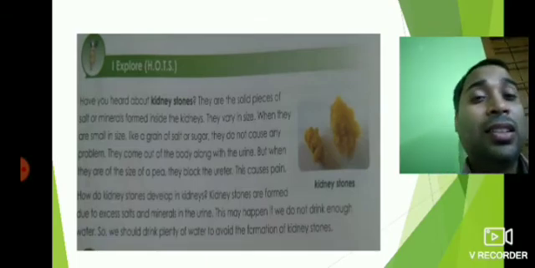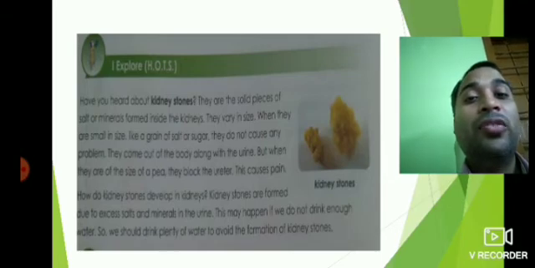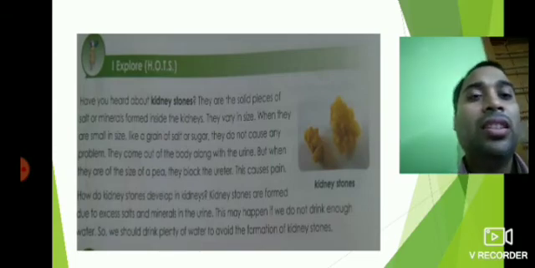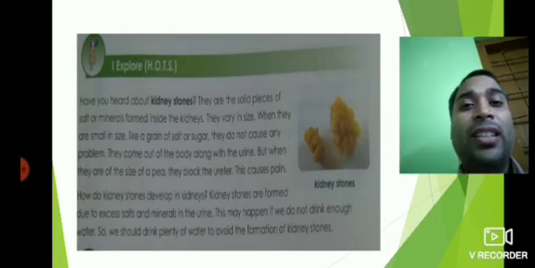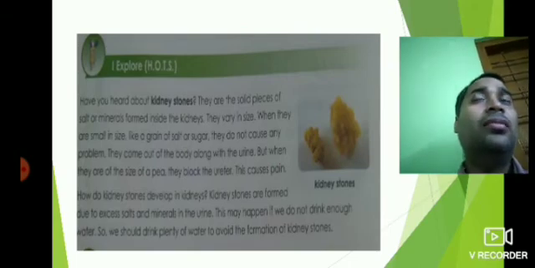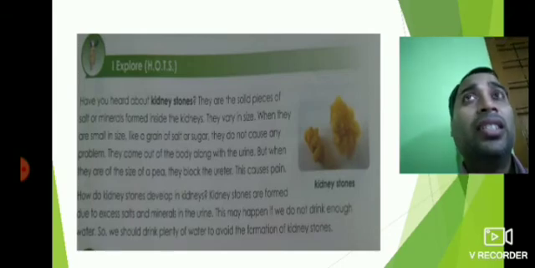Then let us discuss what are kidney stones. Now, have you heard about kidney stones? They are solid pieces of salt and minerals formed inside the kidneys. They vary in size. When they are small in size, like a grain of salt or sugar, they do not cause any problem. So kidney stones are actually solid pieces of waste which are formed from extra salts and minerals inside the kidneys. So when they reach the ureters, it leads to severe pain. So it may also block the urine and thus lead to severe pain.